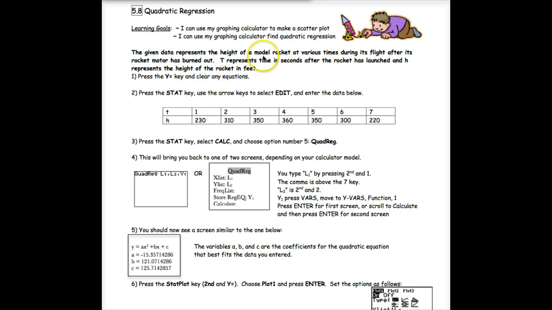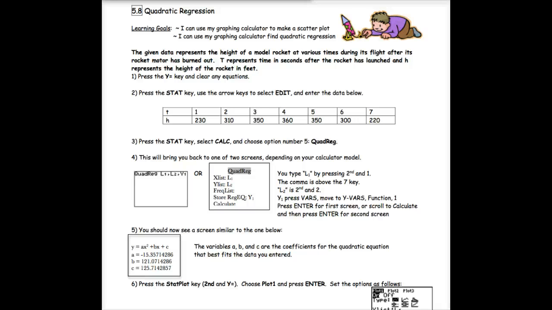So as we start these quadratic regression problems, first we want to go into our y equals screen. Because we're going to be graphing this and actually looking at the picture, we need to clear out any equations that are in there that we don't need. So go to your y equals screen, clear out anything that's in there that you no longer need.